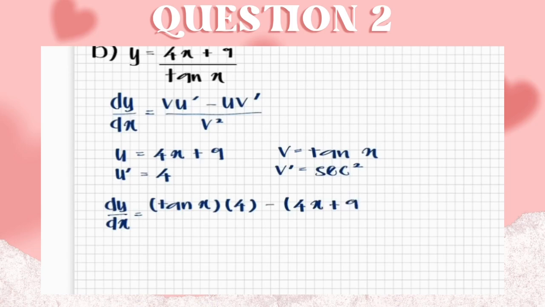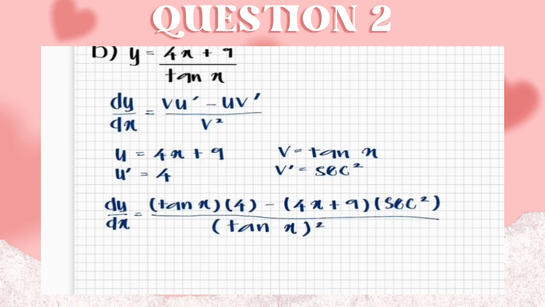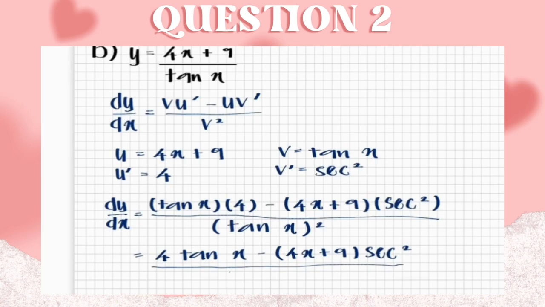Then enter the values into the quotient rule. So dy over dx equals tangent x times 4 minus 4x plus 9 times secant squared, divided by tangent x squared. So we can simplify it to 4 tangent x minus 4x plus 9 times secant squared, divided by tangent squared x.